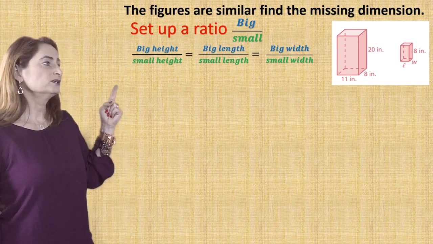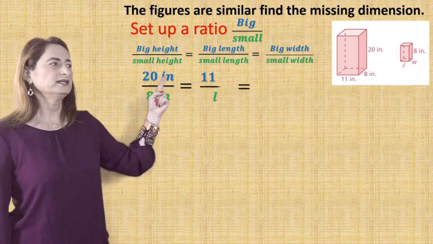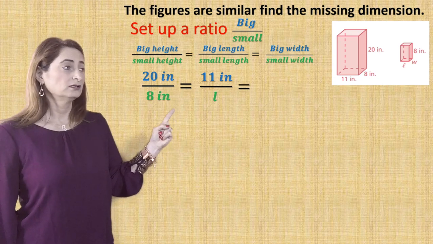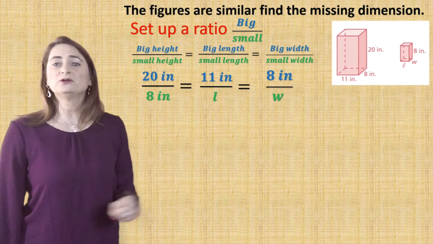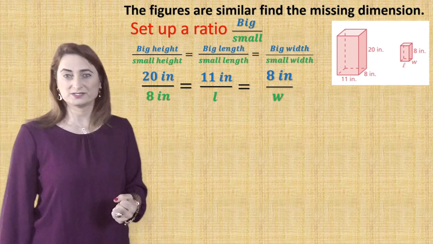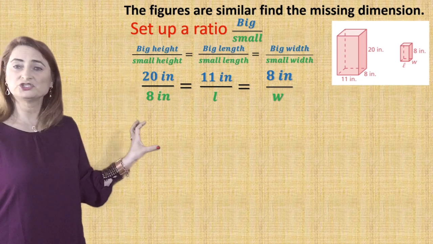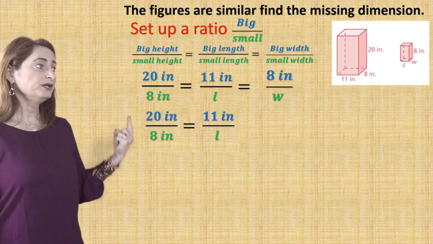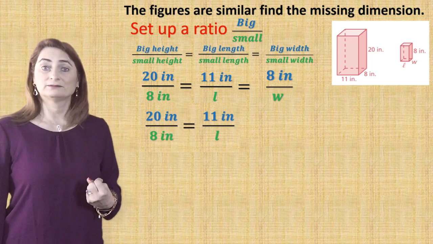Substitute the numbers. I know the height is 20 inches over 8 inches, and 11 over L, because I don't know the length of the small prism, and 8 inches over W, because I don't know the width of the small prism. My advice is to take both ratios separately. So let's find only the length at this time. Bring the 20 over 8 equal to the 11 over L.